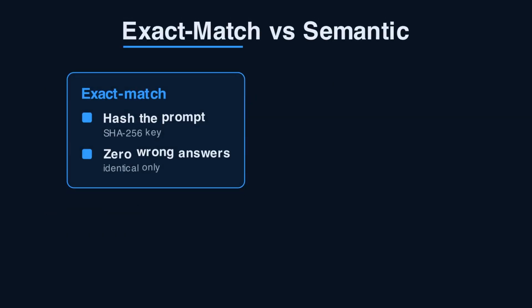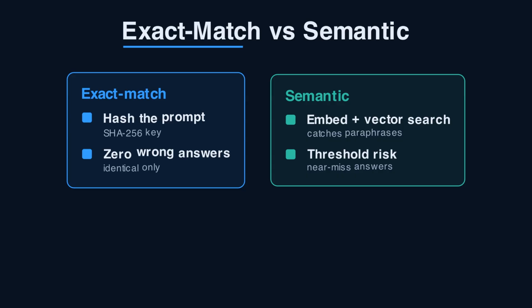2 strategies. Exact match caching hashes the normalized prompt and stores the response under that key. It's trivial, fast, and zero risk of returning the wrong answer. But it only hits when prompts are byte-for-byte identical. Semantic caching instead embeds the prompt into a vector, then uses Redis vector search to find a previously stored prompt within a cosine similarity threshold. It catches paraphrases and boosts hit rate, but it costs an embedding call per request and can return a near-miss answer if your threshold is too loose. Start with exact match. Reach for semantic only when your hit rate is too low.